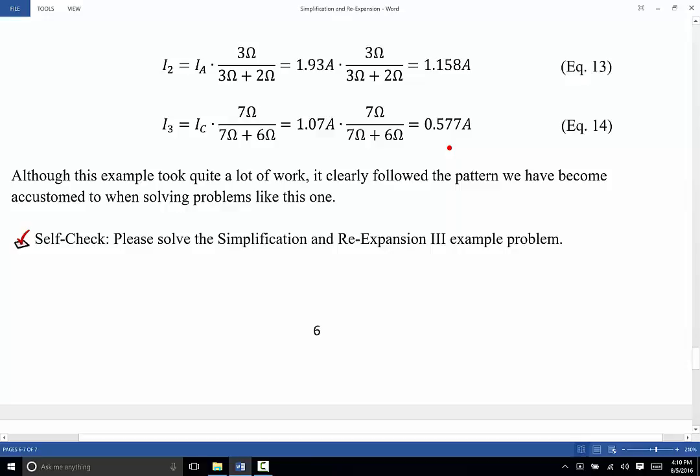Now, you get the opportunity to do simplification re-expansion problem 3. This example will take you some time, but work through it steadily. And once you've done your solution, go watch the video to see if you got the same answer that I did.